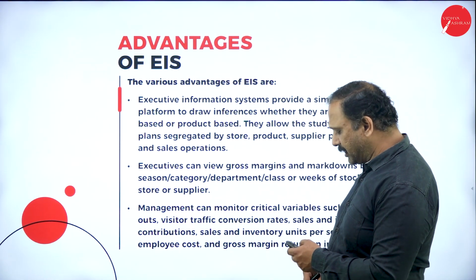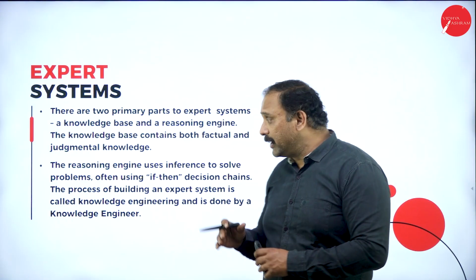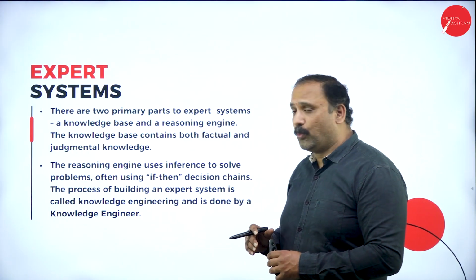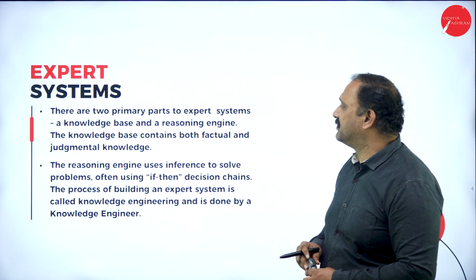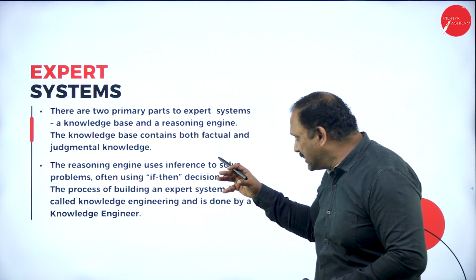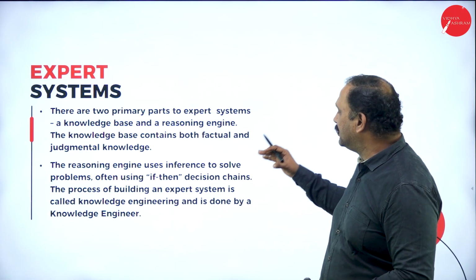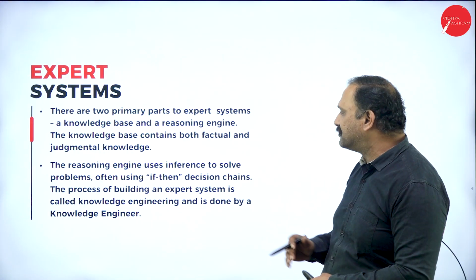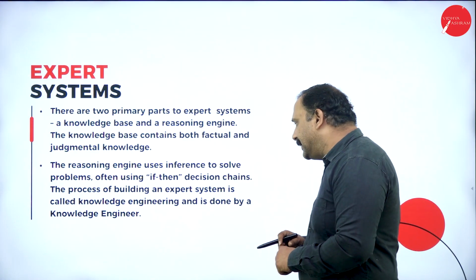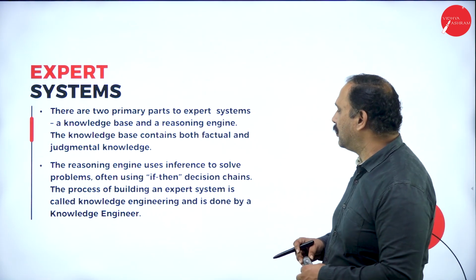Similarly, we are talking about something called expert systems. There are two important things here. One is the primary part called the knowledge base. The other is called the reasoning engine. The knowledge base consists of both factual and judgmental knowledge. The reasoning engine uses inference to solve problems, basically using the if-then decision chain. The process of building an expert system is called knowledge engineering, and it's done by knowledge engineers.